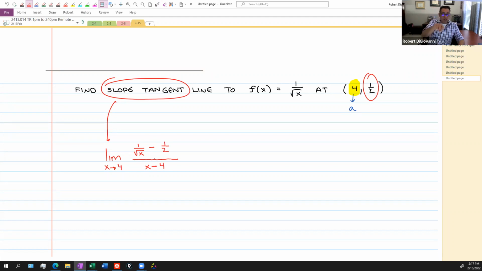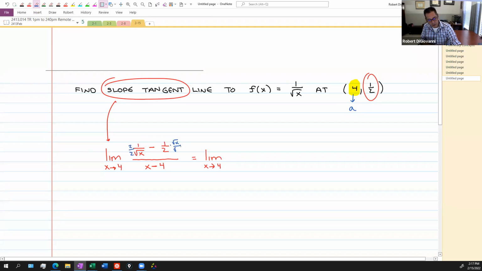Right now, if you let x go to 4, you're going to get 0 over 0. So you've got to do some algebra. The algebra I'm about to do should look familiar to you, like we've done algebra like this before. I'm going to get a common denominator. So I multiply this one by 2 over 2 and this one by root x over root x. When I do that, I get 2 minus root x on top, and on the bottom their common denominator, 2 root x, and then all of that is over x minus 4. Anyone know the next step?